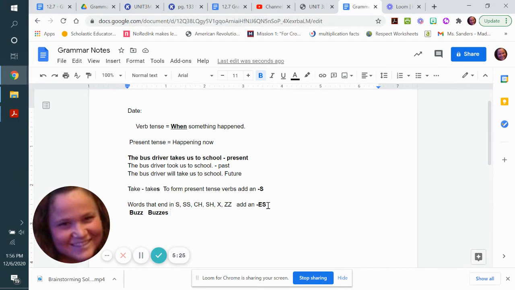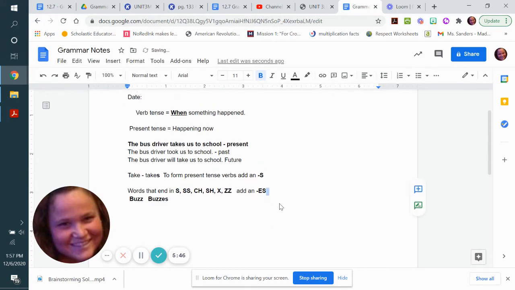Again, if it was past, the bee buzzed. If it was future, the bee will buzz. But because it's present, the bee buzzes is what we need to put. If you put buzzs, it just would not make sense. So you need to add that ES if it ends in any of these endings.